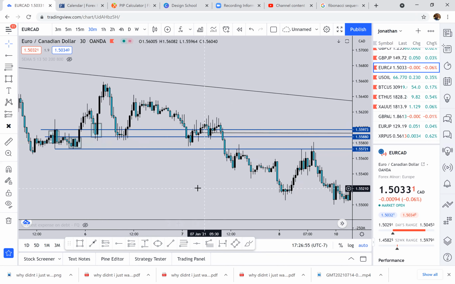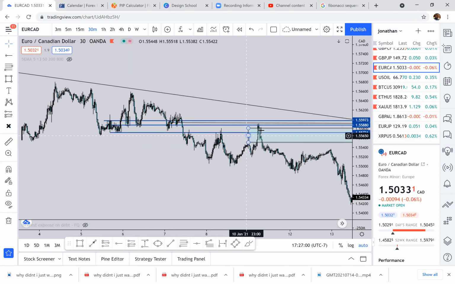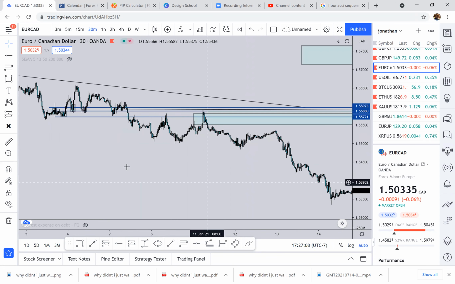Now, you'll see how if we go to the right where this is at, this ends up being the rejection of the bearish trend when it breaks down through. It comes back into these institutional candle areas here to continue the bearish move down.